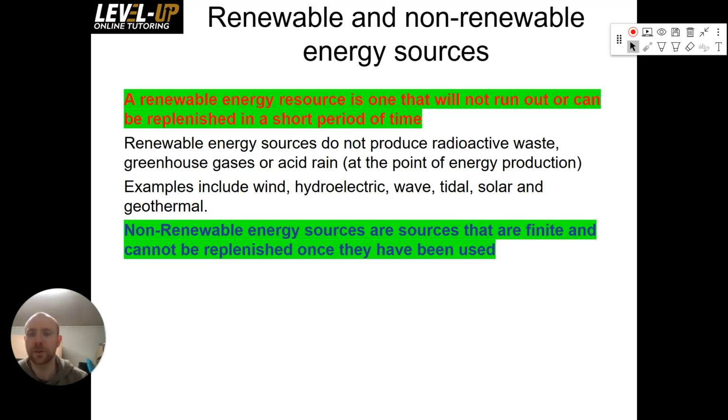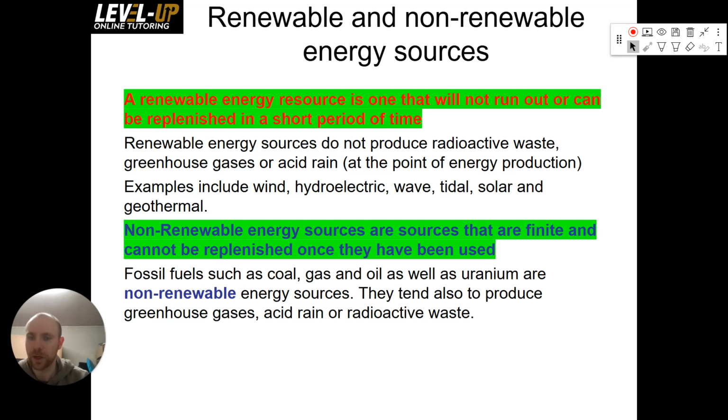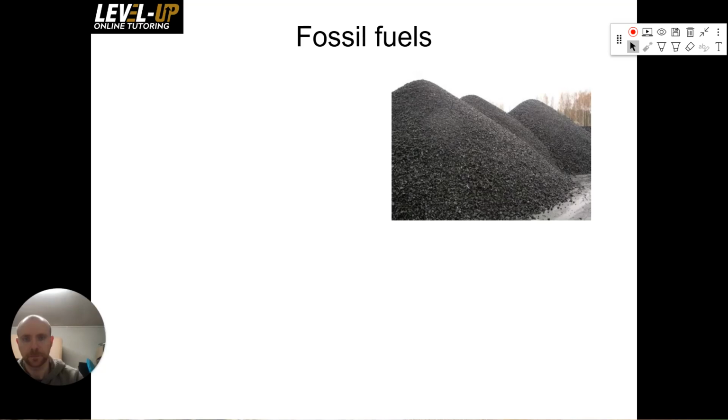Non-renewable energy resources are sources that are finite. They cannot be replenished once they've been used. They will run out. And those, of course, are coal, gas, oil, and uranium, which are all non-renewable energy resources. Most of them, not the uranium, but the coal, gas and oil, also produce greenhouse gases and acid rain. Obviously, the uranium produces radioactive waste.